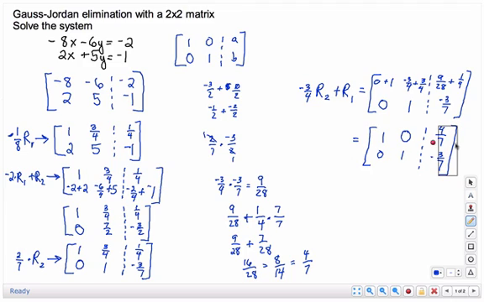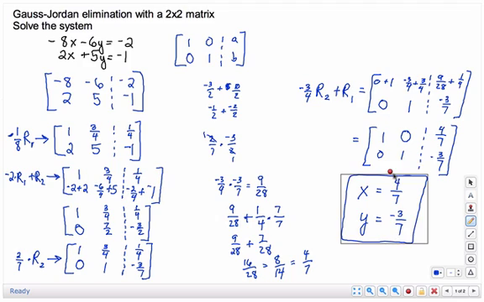Okay, so now that it's in this form, this is my x equals 4/7. It's basically saying 1x equals 4/7. And my y value is a negative 3/7. You can see this is a little bit of a long process, but like I said, the more you do this, the faster you get at it.